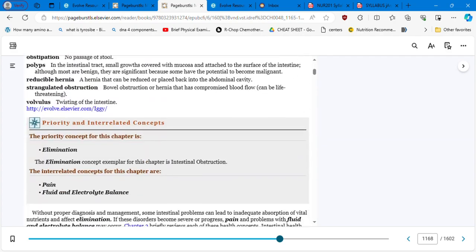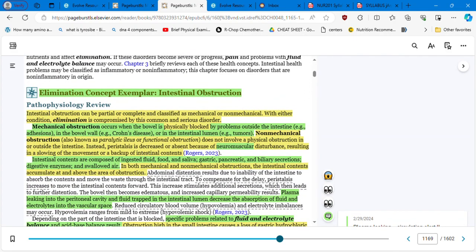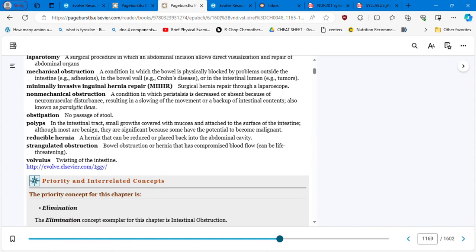So the first topic we are going to cover today from this chapter is intestinal obstruction. Okay, this is one of the most important concepts, and you really need to understand your material in order to provide proper care. This chapter is going to be long. I'm going to divide this chapter in different videos because my interest is that you really master the concepts.